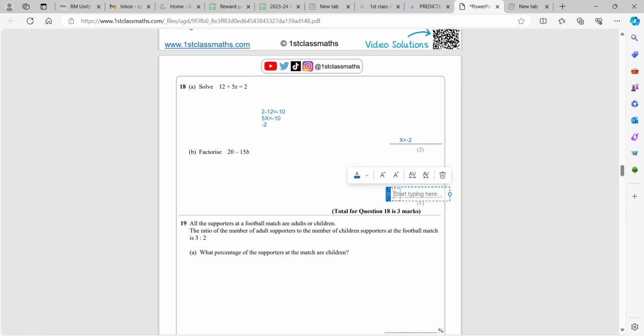Factorise tells me I need to put back into brackets. There's no squared there, so I only actually need one set of brackets here. I'm going to find the highest common factor of 20 and 15. The highest number that goes into both of them is 5. So 5 goes outside my bracket. To make 5 become 20, I need to multiply it by 4, so that goes inside my bracket. The minus I'm going to put there because there was a minus here. To make 5 become 15, I need to multiply it by 3. And I notice I've got a b there, so I need to put a b here.